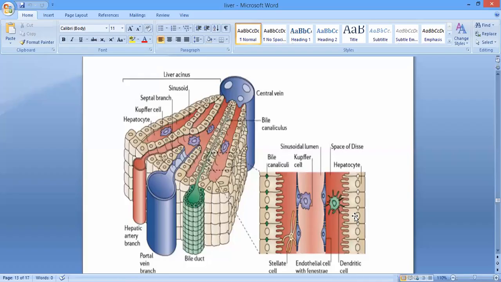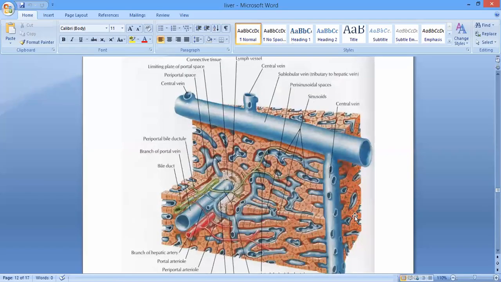Okay. Now we'll talk about the hepatic venous system. You can see that. These are the areas of sinusoids, okay? These are the areas of sinusoids. This is the sinusoid where, and in these sinusoids, the interlobular veins open, right?